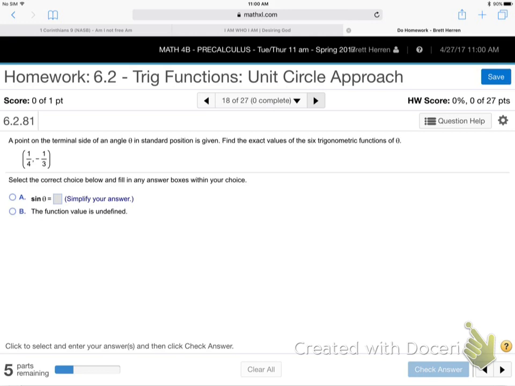A point on the terminal side is given, and we're supposed to find the values of the trig functions.